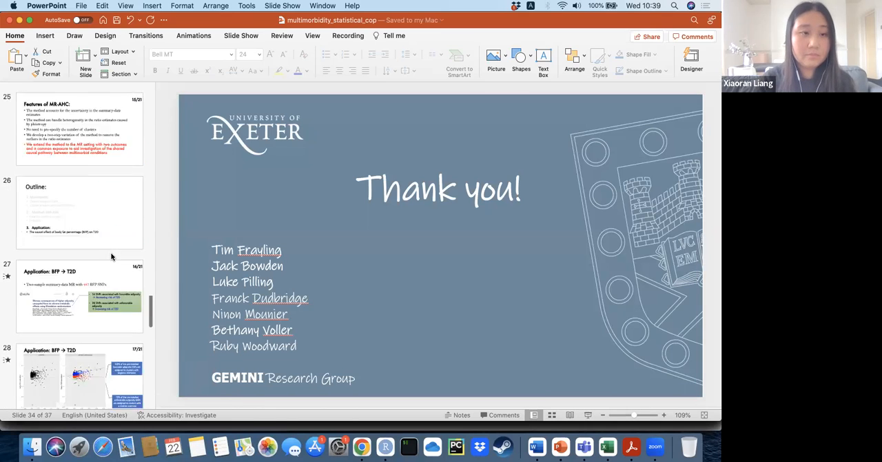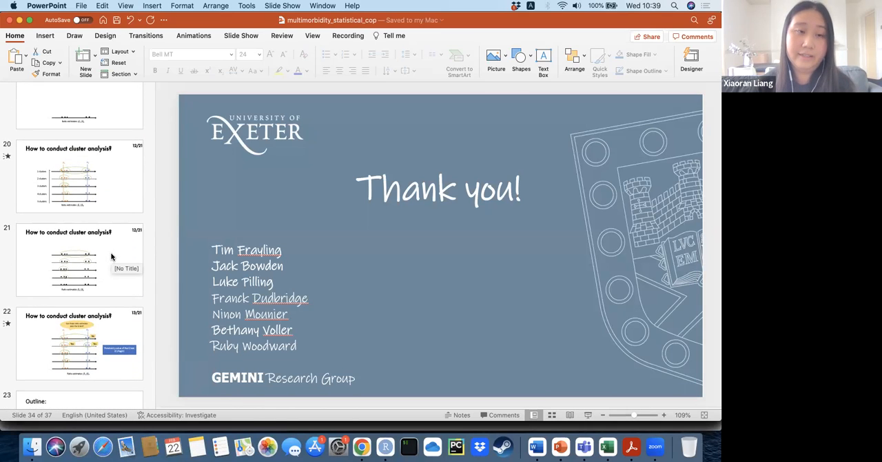Okay, so in the original agglomerative hierarchical clustering algorithm, they just use the Euclidean distance.